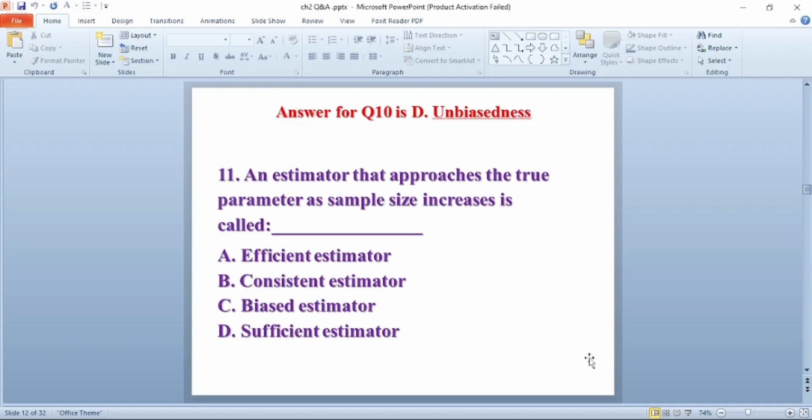Question number 11. An estimator that approaches the true parameter as sample size increases is called dash. A. Efficient estimator. B. Consistent estimator. C. Biased estimator. D. Sufficient estimator. The answer for this question is B. Consistent estimator.